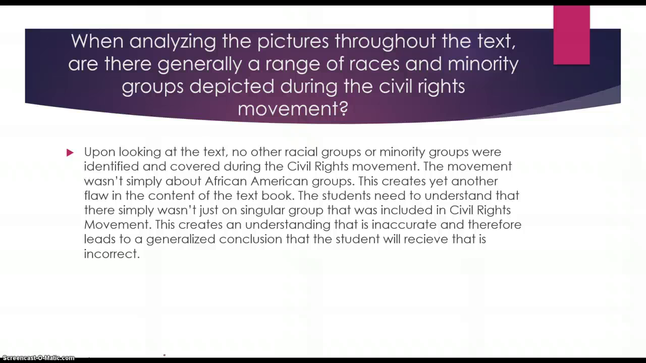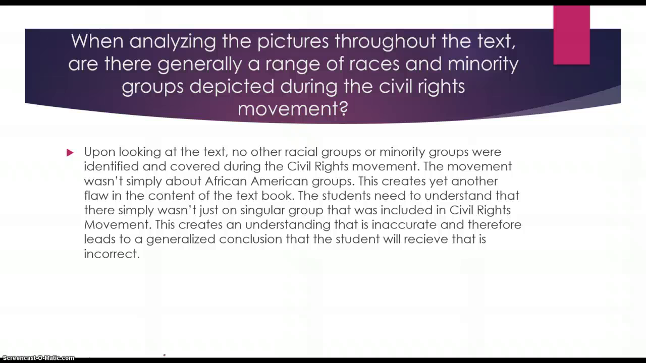Upon looking at the text, no other racial groups or minority groups were identified and covered during the Civil Rights Movement. The movement wasn't simply about African American groups. This creates yet another flaw in the content of the textbook. The students need to understand that there simply wasn't just a singular group that was included in the Civil Rights Movement. This creates an understanding that is inaccurate and therefore leads to a generalized conclusion that the student will receive that is incorrect.